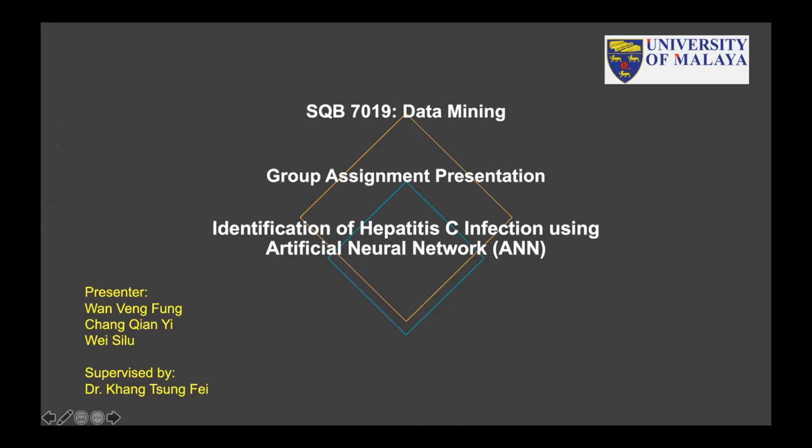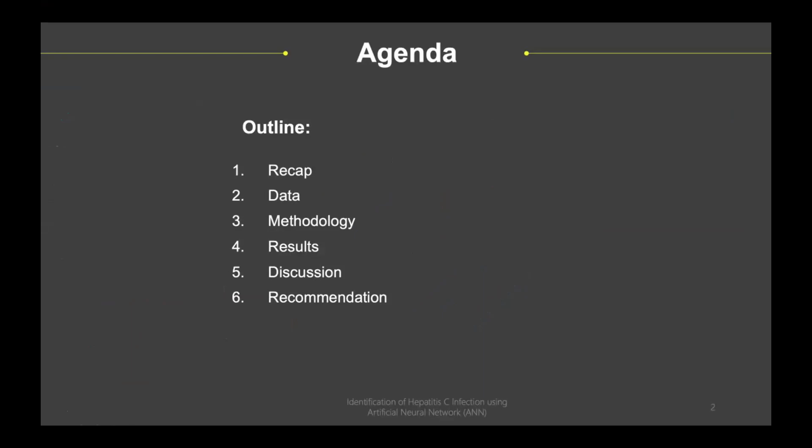So the title of our assignment is the identification of hepatitis C infection using the artificial neural network, ANN. My team consists of me, Chen Yi, Sulu, and is supervised by Dr. Kang. The agenda of my presentation today is: I will start off with a recap, then talk a bit about the data, then go into the methodology, then present our results, discuss the results, and at the end provide some recommendations.